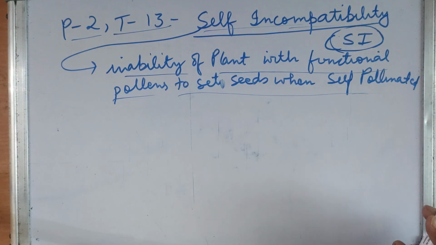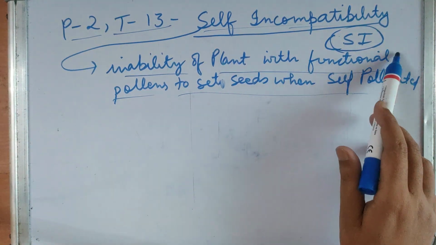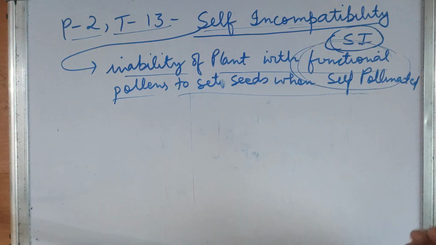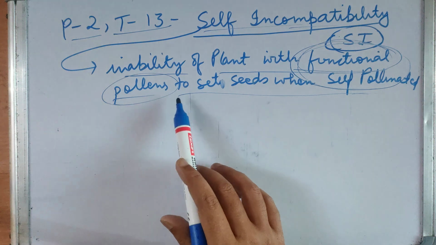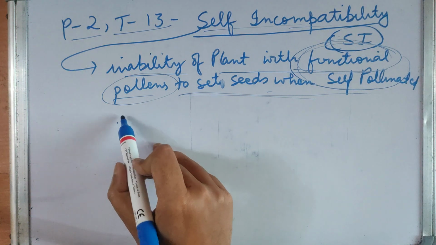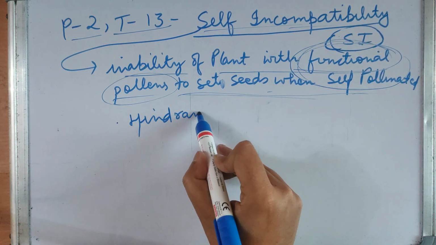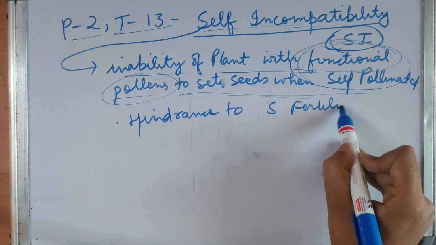In male sterility, what we saw there was that the plant was not able to create or release functional pollen, but here the plant is able to release functional pollen, but it is not able to set seeds when self-pollinated. So in short, it is the hindrance to self-fertilization.